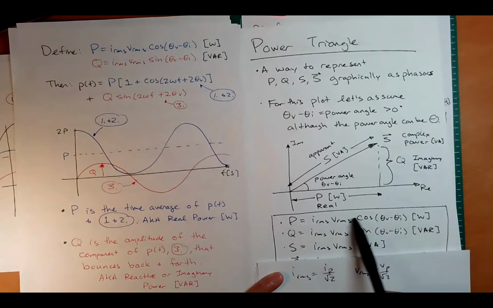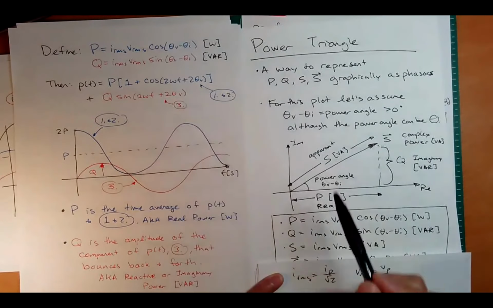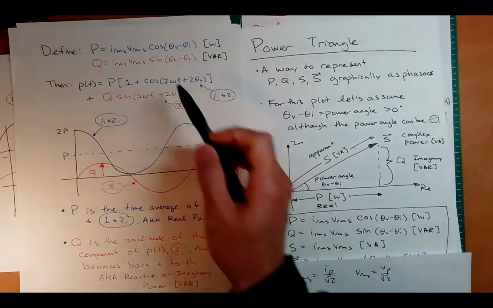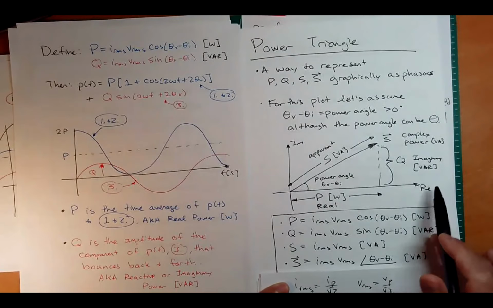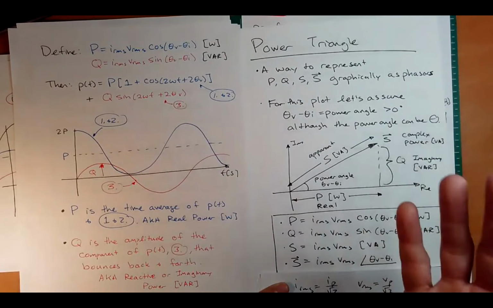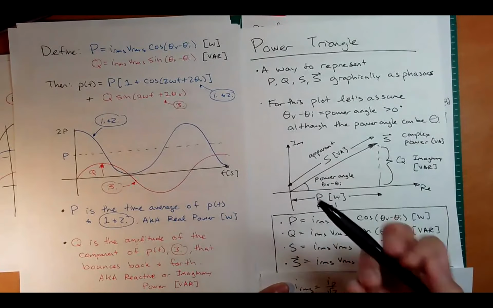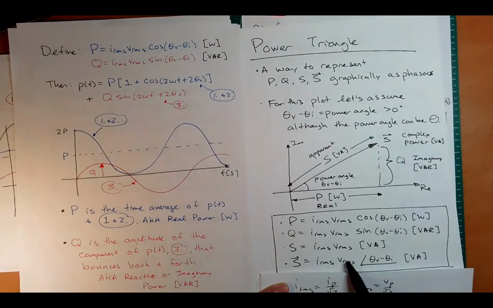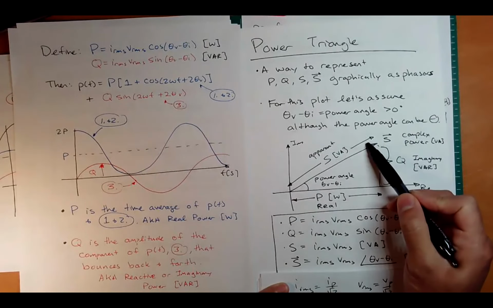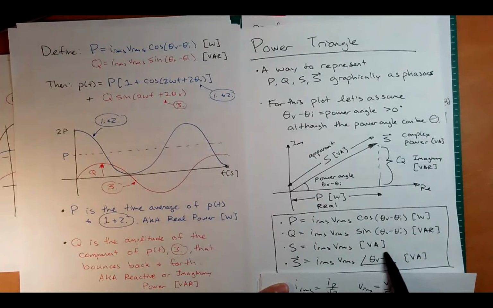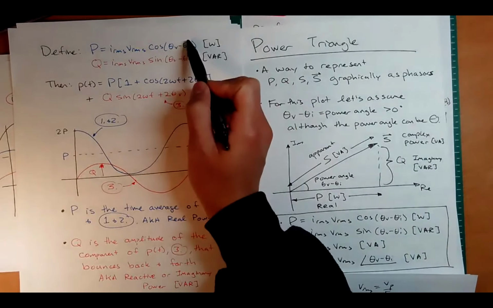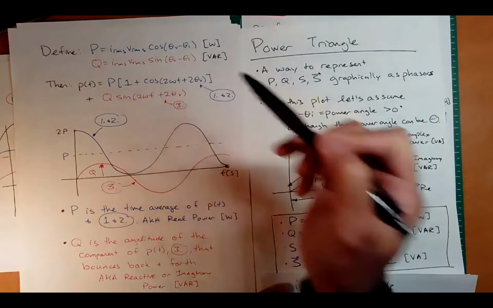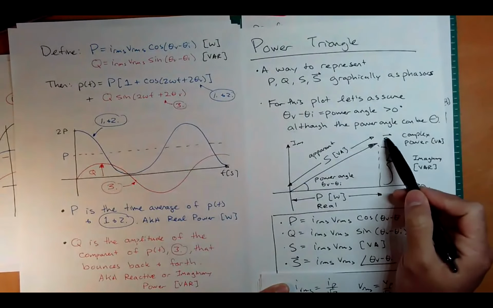P equals IRMS VRMS cosine of theta V minus theta I, good. Q equals IRMS VRMS sine of theta V minus theta I, good. S equals just IRMS VRMS, good. And what about this S bar? Well, if we write it in phasor form, we need two things, magnitude and direction. What's the magnitude? IRMS VRMS. What's the phase, the direction? Theta V minus theta I. Why theta V minus theta I? Because of that guy there. Okay, so this is the complex power.